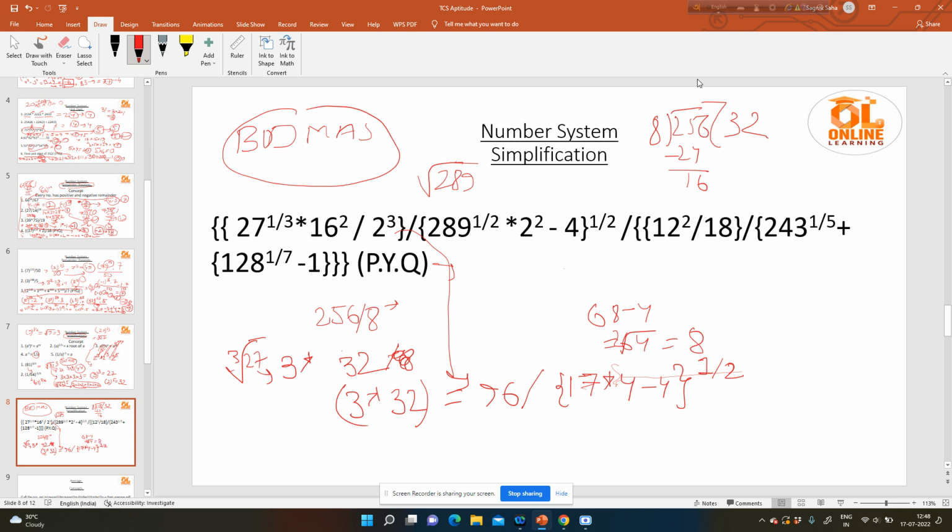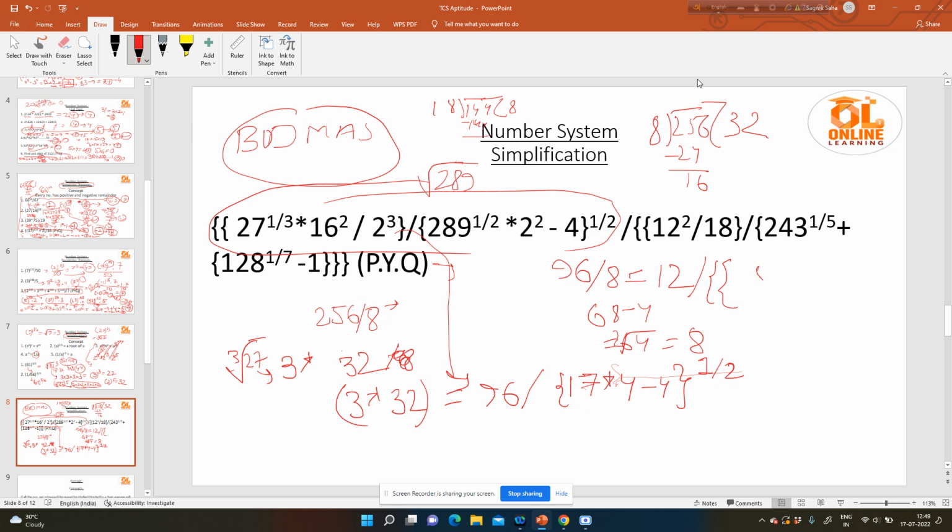So what we have got till now? 96 by 8. Okay, 96 by 8 is 12. So up to this part it is over, we are getting 12. Okay, now it is given 12 squared by 18. 12 squared is 144. 144 by 18, if you solve it, 18 8s are 144.